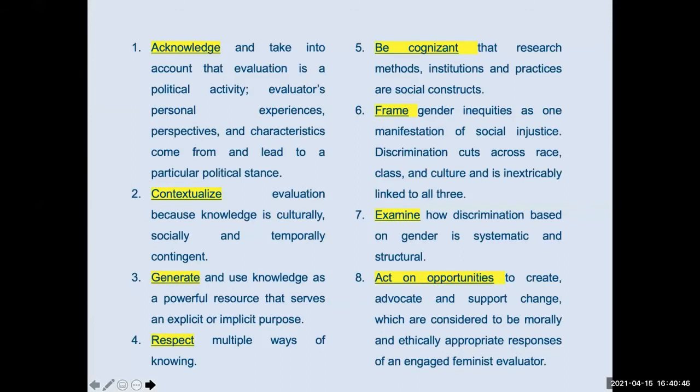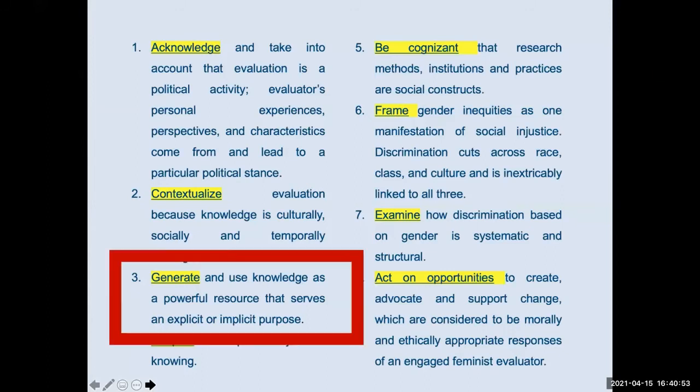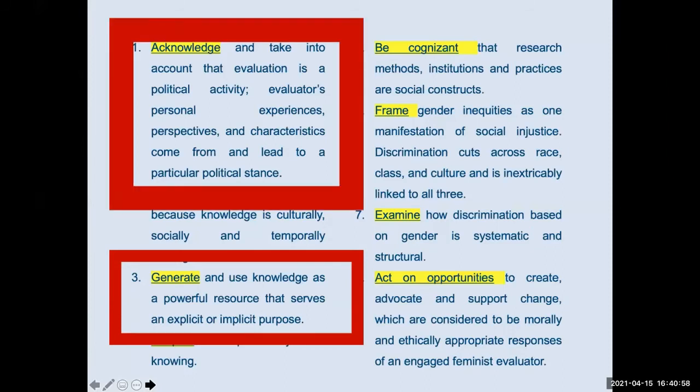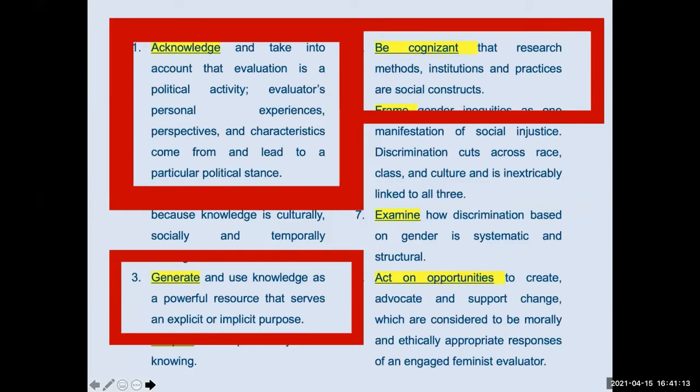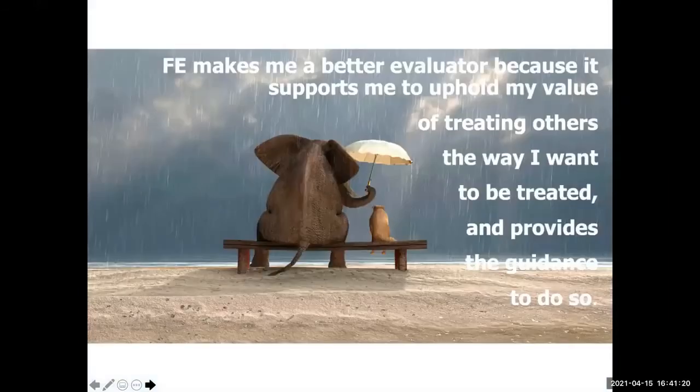But let me show you an example of how we did manage to implement 3 of the feminist evaluation principles. And again, I'm cutting this a bit short due to time. Again, focusing on number 3, but Victor and I also managed to implement number 1, acknowledge and take into account that evaluation is a political activity, evaluators' personal experiences, perspectives, and characteristics come from and lead to a particular political stance. And 3, be cognizant that research methods, institutions, and practices are social constructs. And let me show you what happened.